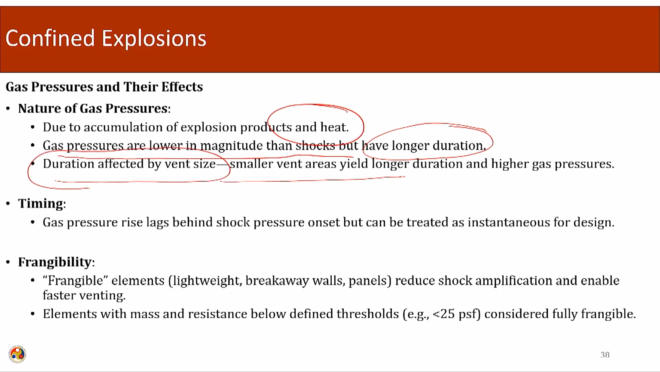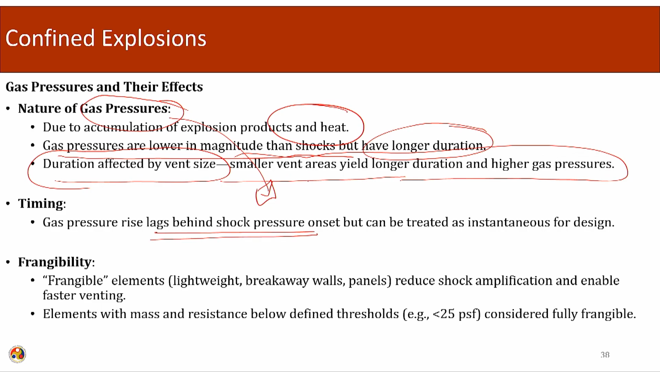Smaller vent areas yield longer duration and higher gas pressure. This is obvious. If the venting is small, then the accumulation of the gas pressure will be more and it will remain for a longer time. So, timing: the gas pressure rise lags behind shock pressure. We know that shock pressure moves with a very high velocity and the gas pressure moves behind that with a very low velocity. But for design purposes we can take both of their effects together.